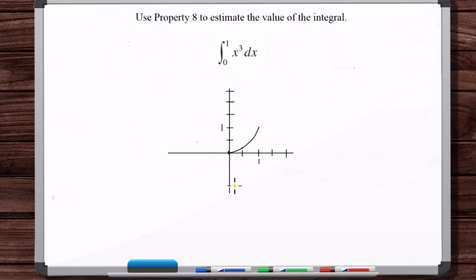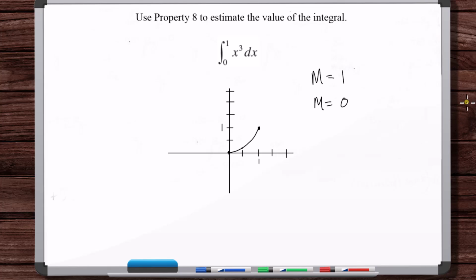So property 8, we need to find capital M and lowercase m. We could use this as capital M, but then that wouldn't be the best estimate, right? We're trying to use the smallest capital M possible and the largest lowercase m possible. So we'll do capital M is going to be 1. We know that over this interval, all values of the function are less than or equal to 1. And then over this interval, all values of the function are greater than or equal to 0.